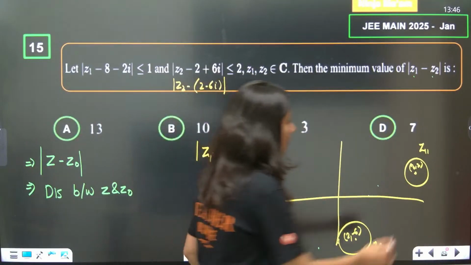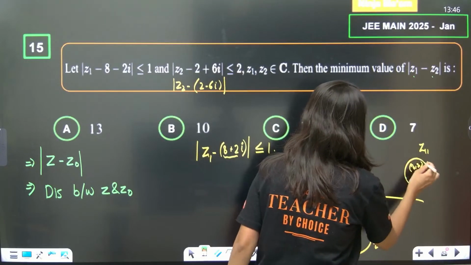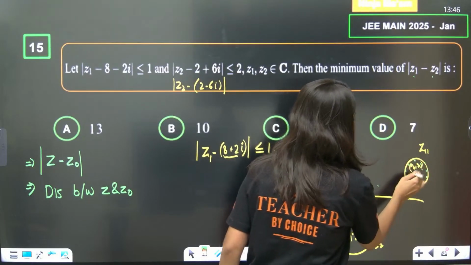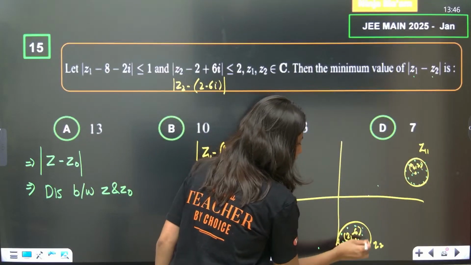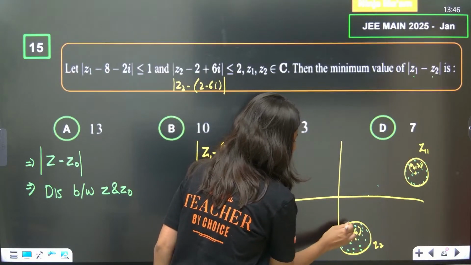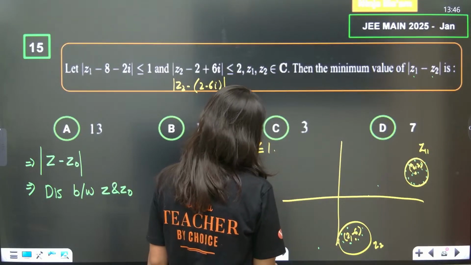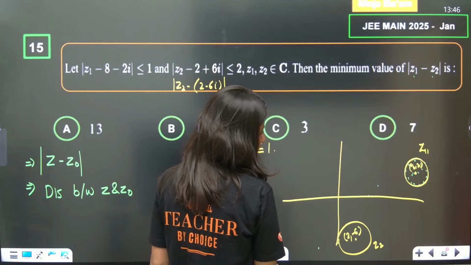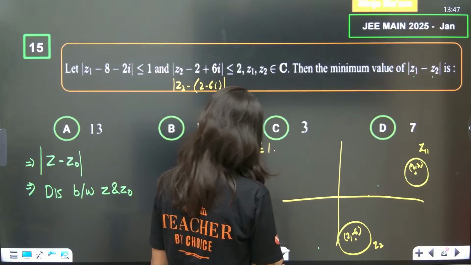Okay, so Z1 can be here, Z1 can be here, Z1 can be inside, anywhere. This is your Z1, but Z1 cannot come outside of this circle. Similarly, Z2 can take any value on or inside the circle. Are you getting my point? Now what do you want? You want to find in what position of Z1 and Z2 the distance between Z1 and Z2 will be minimum.